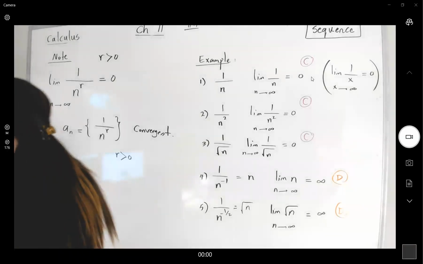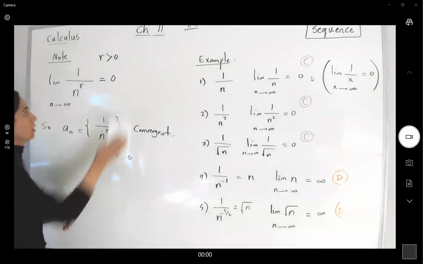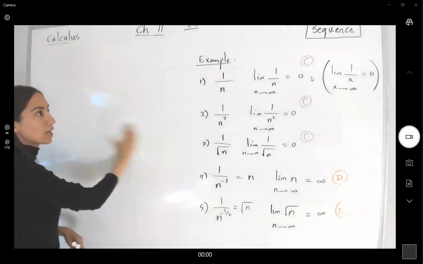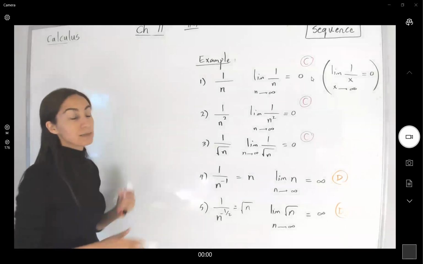Okay, some more definitions, then we're going to go over a lot of examples. Increasing, decreasing sequence, and a sequence that is bounded.